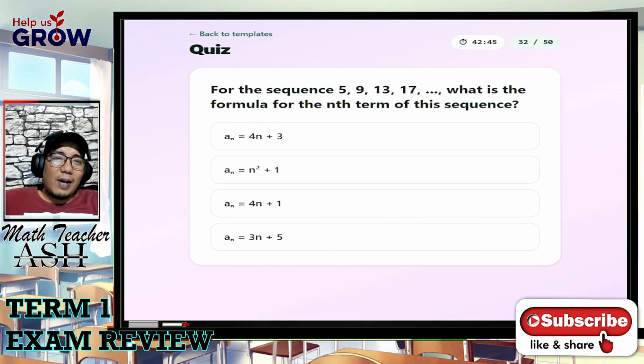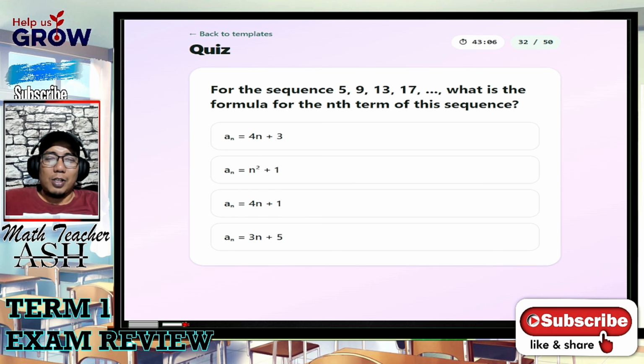For the sequence 5, 9, 13, 17, what is the formula of the nth term of this sequence? Is it a sub n is equal to 4n plus 3? Is it a sub n is equal to n squared plus 1? Is it a sub n is equal to 4n plus 1? Or is it a sub n is equal to 3n plus 5? What do you think is the answer?